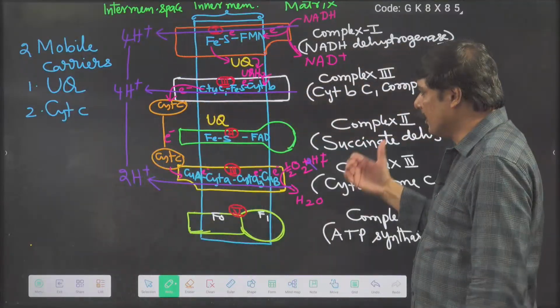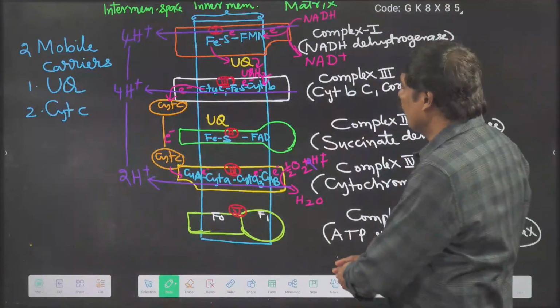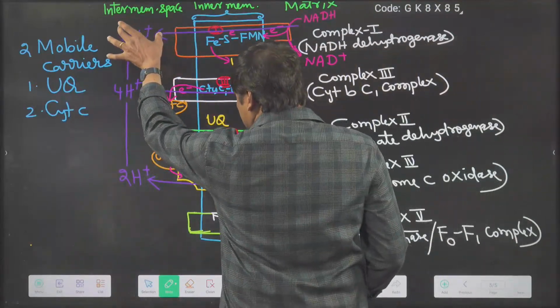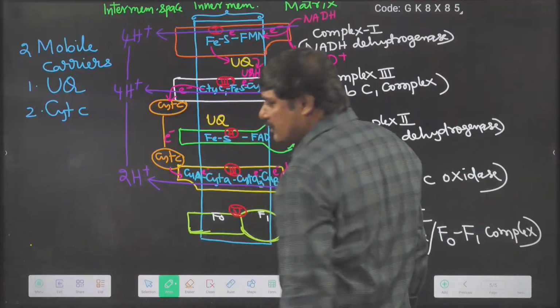Now, see what happens. More protons are accumulated in the intermembrane space. Correct?